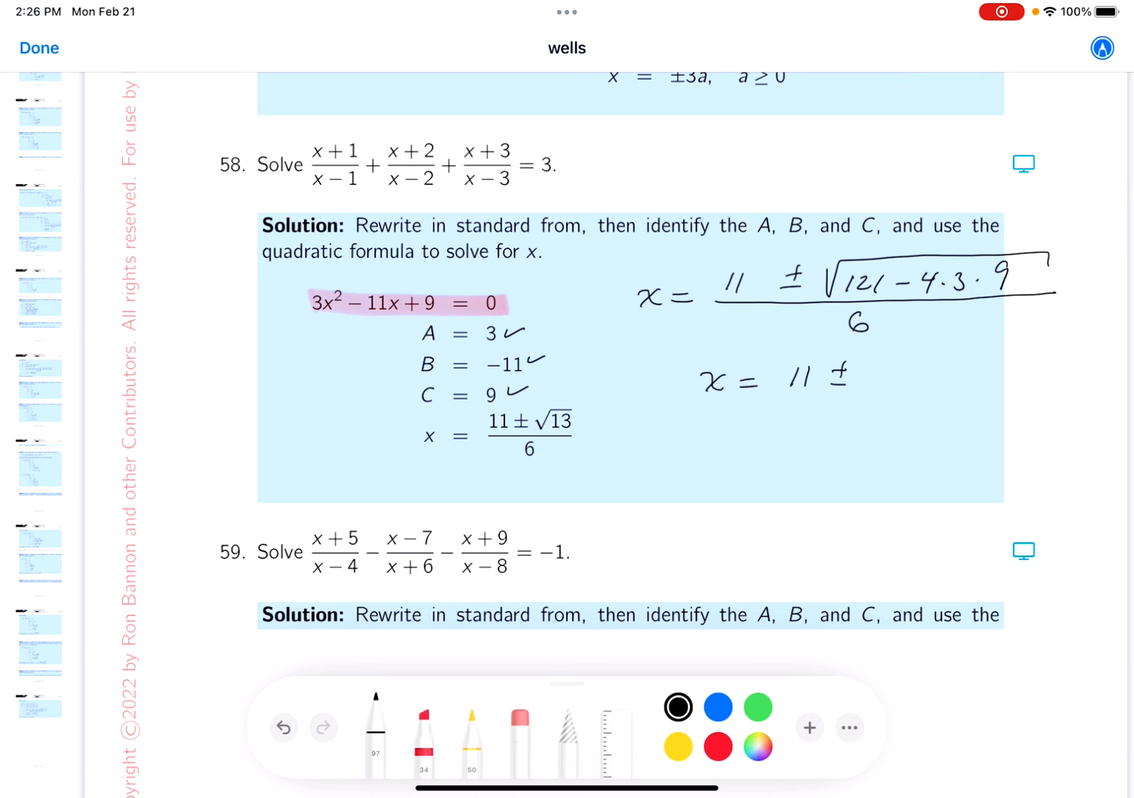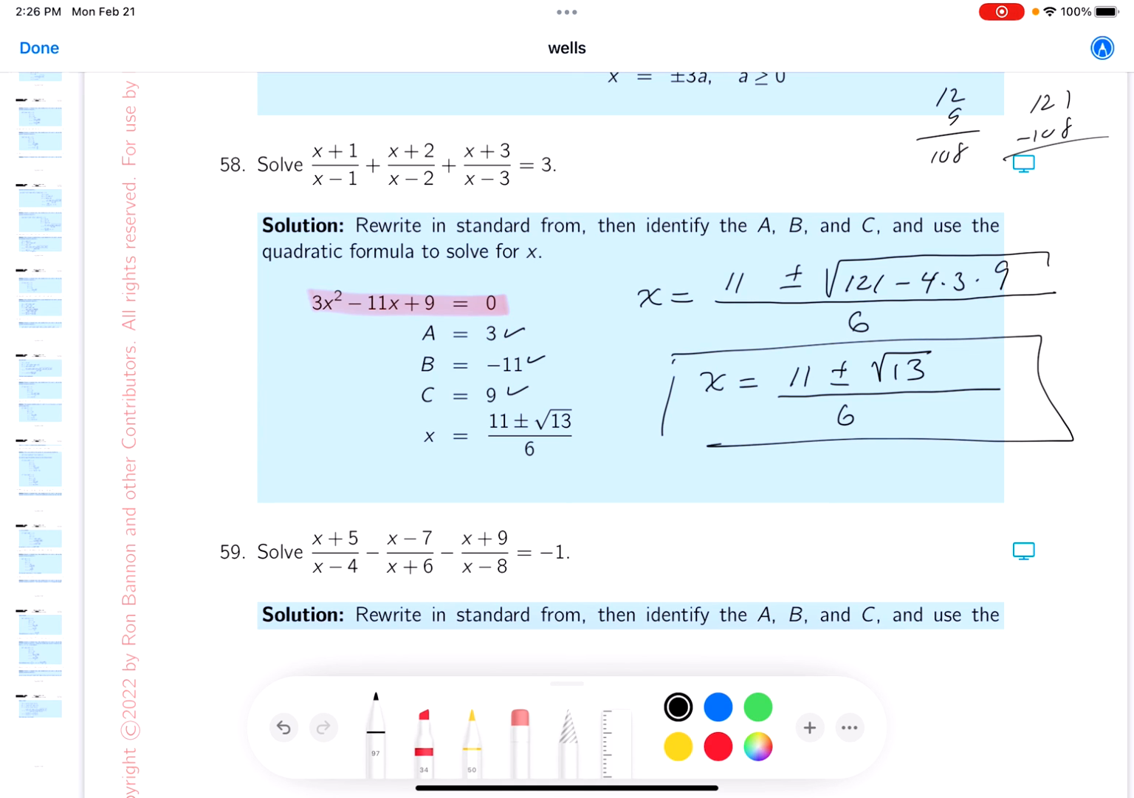11 plus or minus, 6 on the bottom. And let's see, 4 times 3 is 12, and that's going to give you 108. And 121 minus 108 is going to give me 13. There's not much you can do about that. That's my answer. All right, by the way, bad answers would have been 3, 2, and 1. And this is certainly not those. So I'm pretty comfortable this is good.